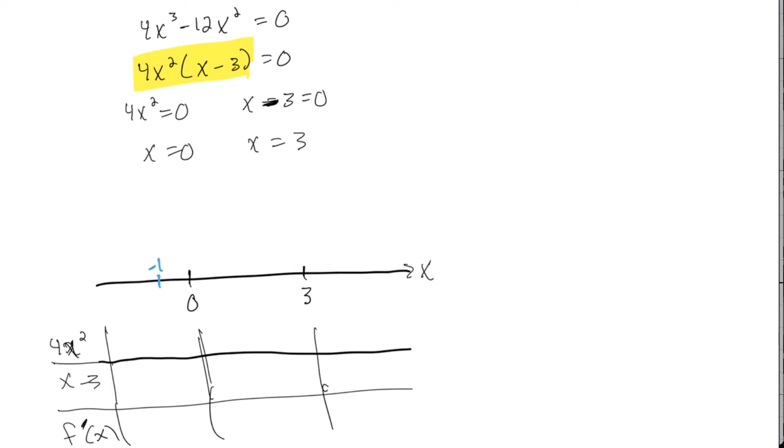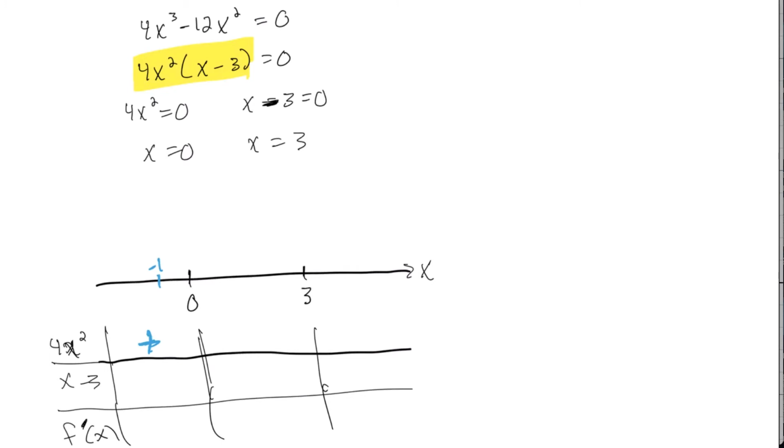So I'm taking x equals -1 and I'm plugging it into my derivative. So I'm plugging it into each of those factors. So if I take -1 and I plug it into 4x squared, I'm going to get +4. Now the number +4 doesn't really matter to me, but the fact that it's positive is what's relevant. I'm only looking at the sign of the derivative.